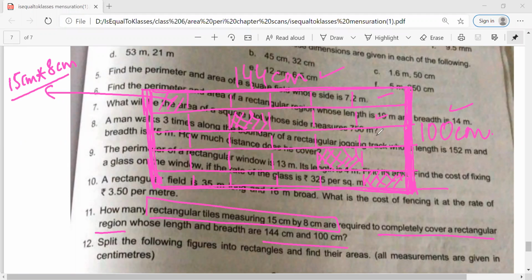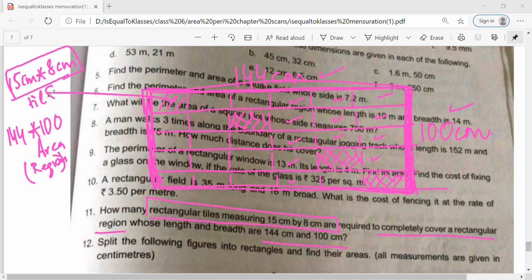All of these tiles are equal in area. Area of each tile is 15 centimeter by 8 centimeter, and the region is 144 centimeter by 100 centimeter. Therefore, total area of the rectangular region would be 144 into 100. This is the area of the region, and this is the area of each tile. Mr. Sarthak, any confusion? No, sir. I understood how to do it now.